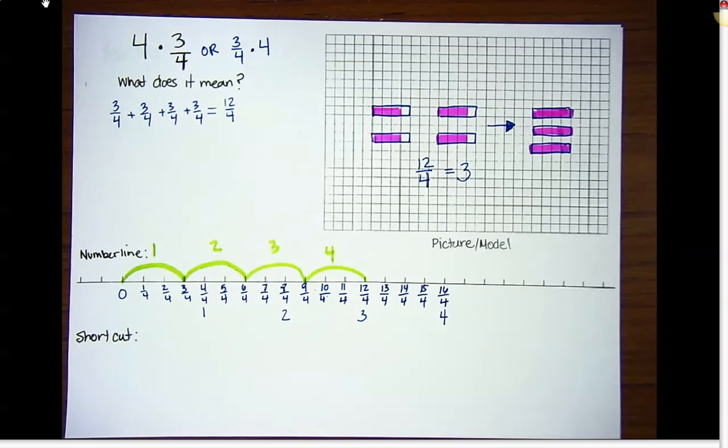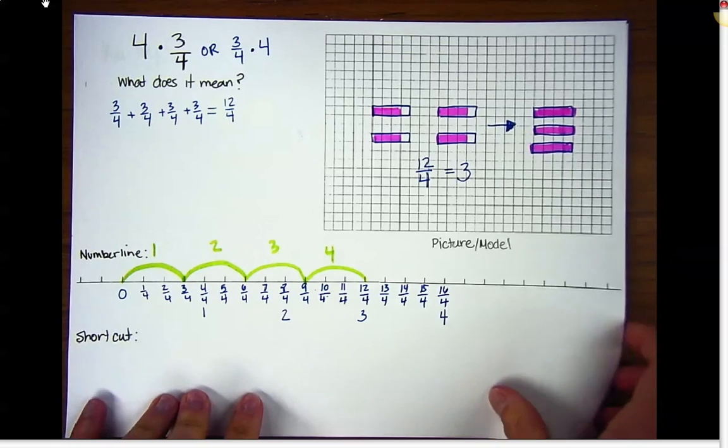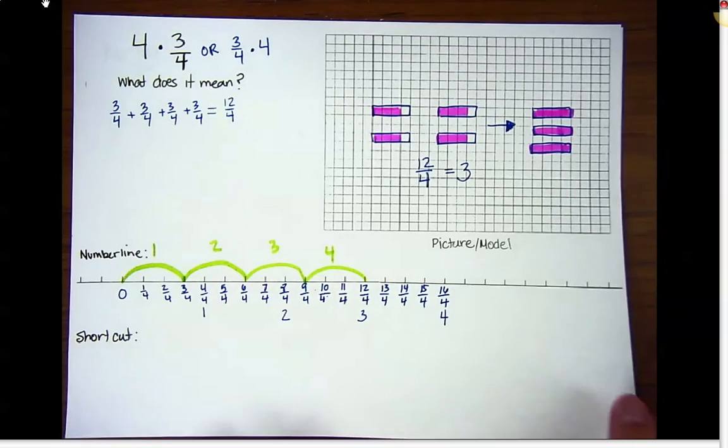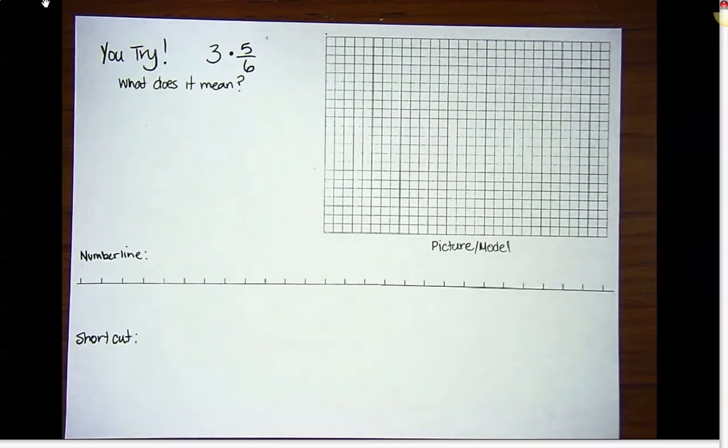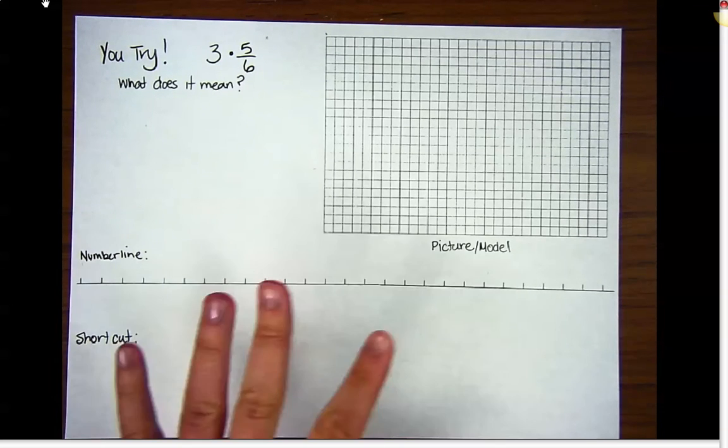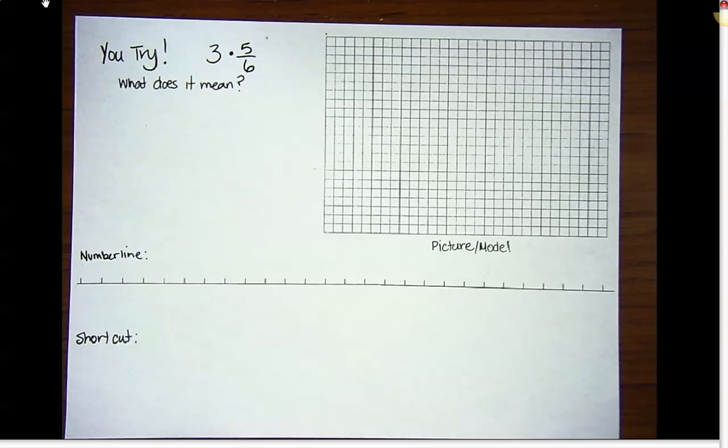Is there a shortcut? See if you can figure it out. If you need to, pause or rewind. Once you have this problem done, go ahead and try 3 times 5/6 on your own. In class, we'll go over the answer to this, what you may have drawn. Hopefully, you all have come up with a couple different ways. We'll also come up with these shortcuts to the first 2 problems.